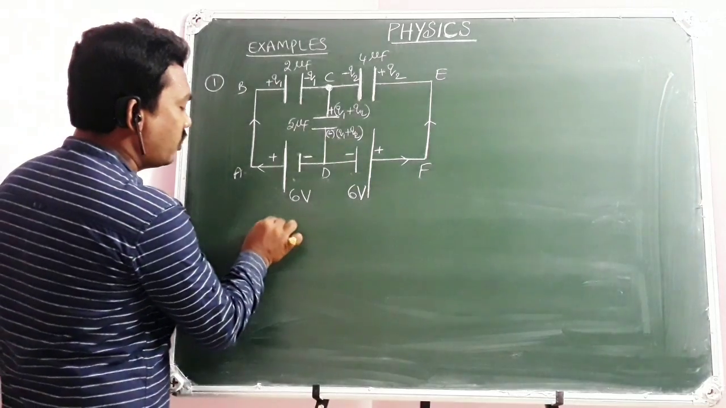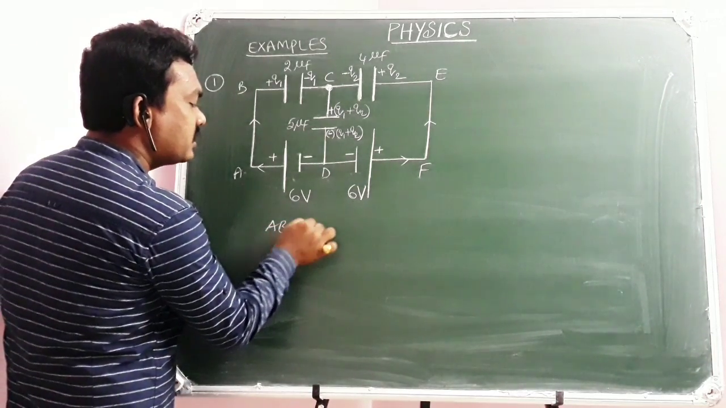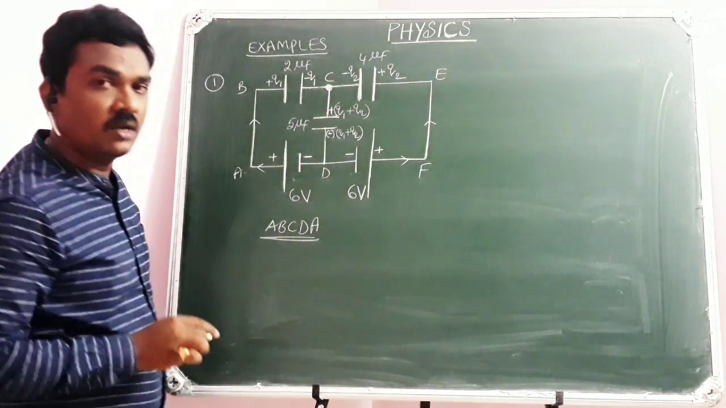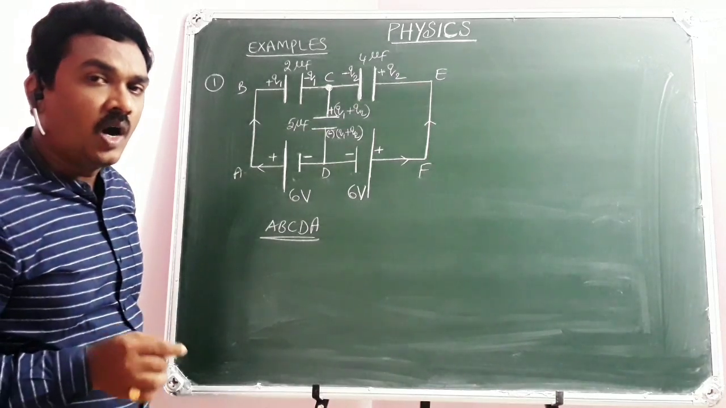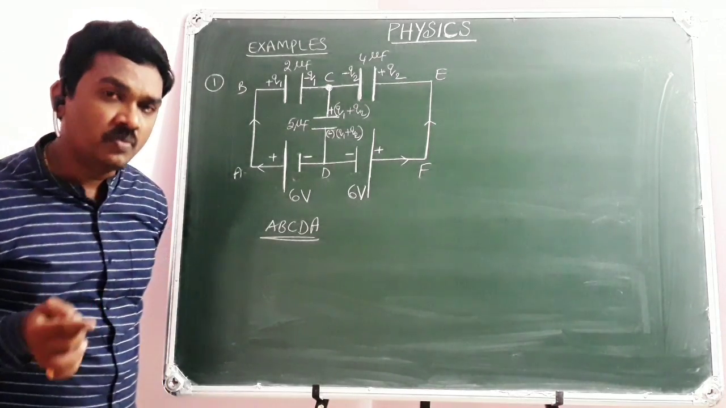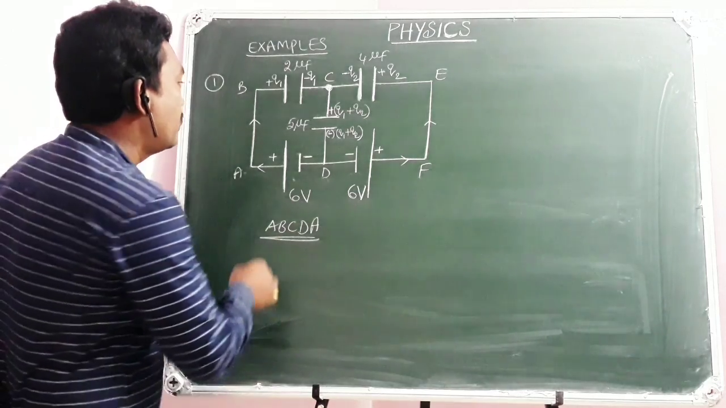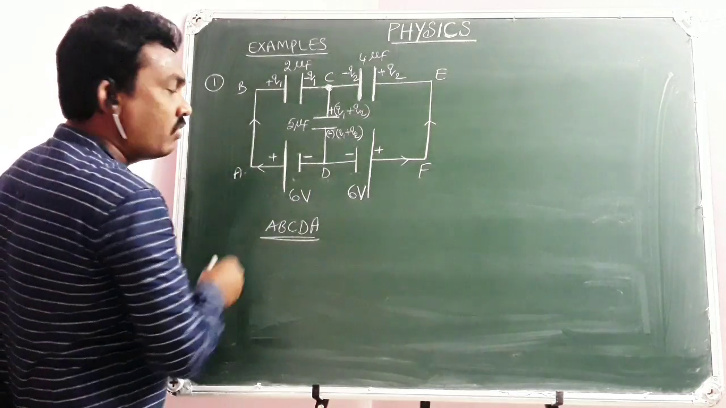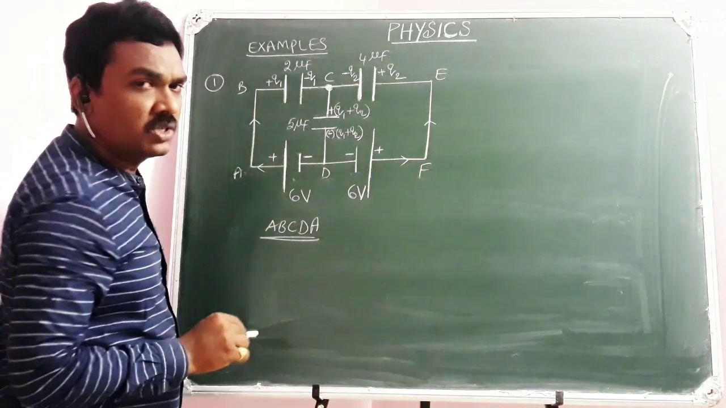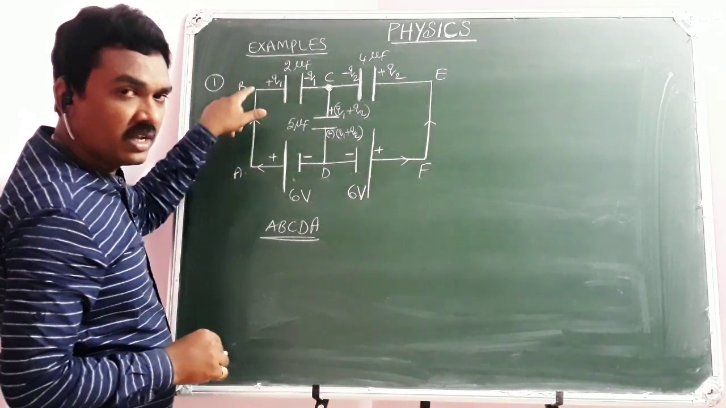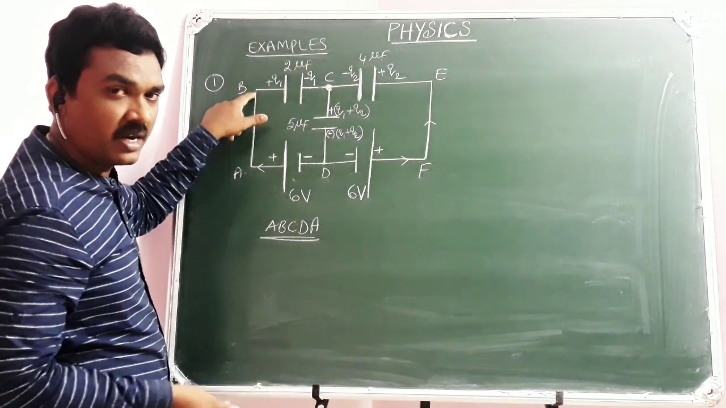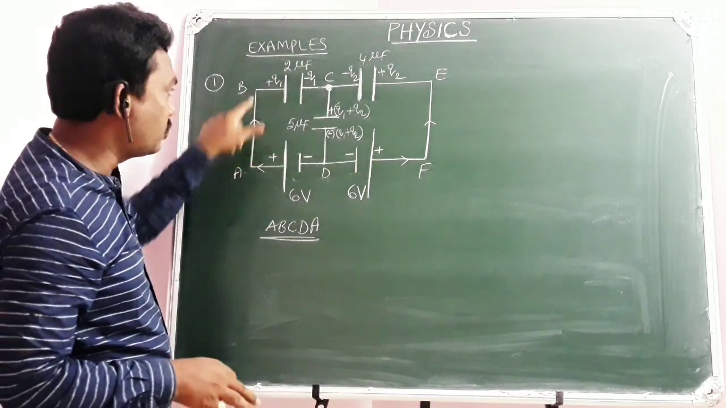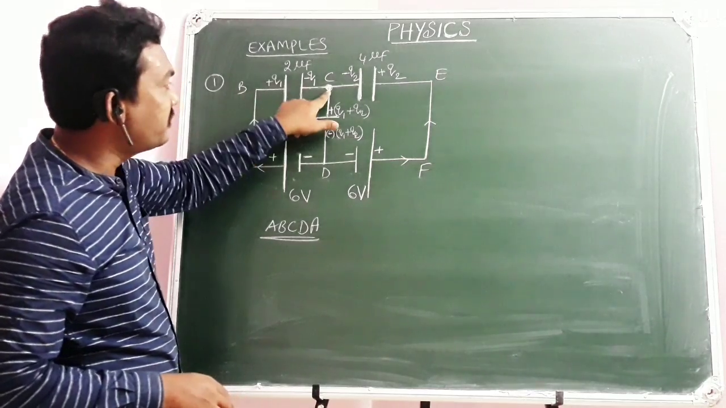The first closed loop that I am going to take here is A, B, C, D, A. What is Kirchhoff voltage law? The algebraic sum of all the potential differences in a closed loop will be 0. So here A, B, C, D, A is a closed loop. While going from A to B, there is no potential difference because there is no circuit element like a capacitor, resistor, or battery between A and B. So no potential difference from A to B.